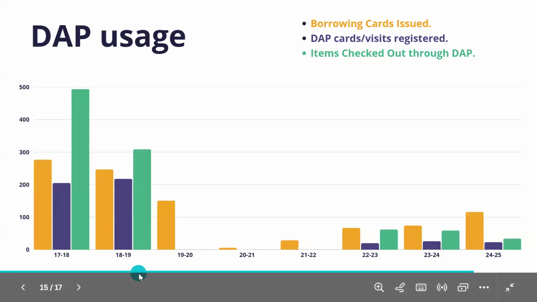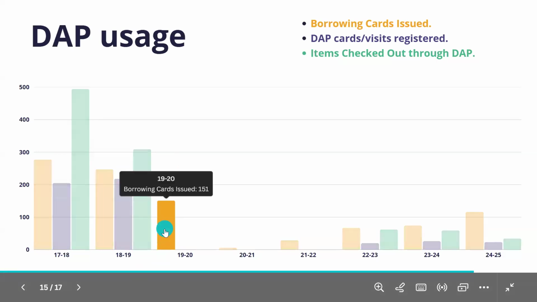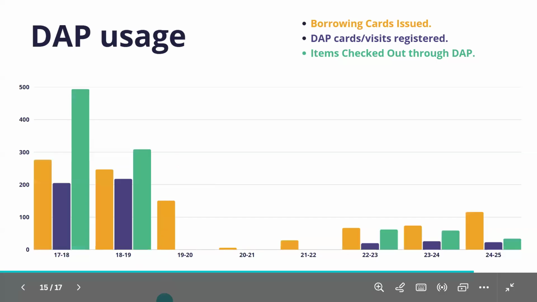Obviously, when COVID hit, well, that changed everything. All of our libraries shut down. The DAP cards were still being issued. Everything was normal up through March, and then it just dropped off. At that point, it was weird. DAP had naturally just self-selected itself out. Libraries were closed and people couldn't visit anything.